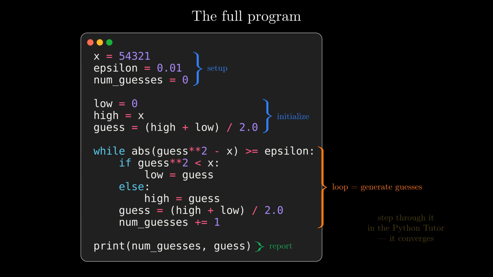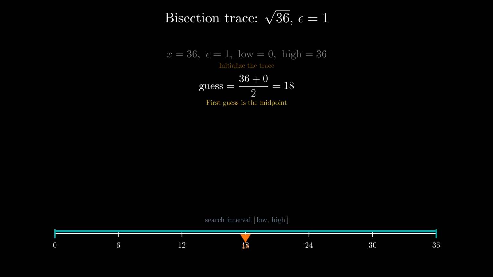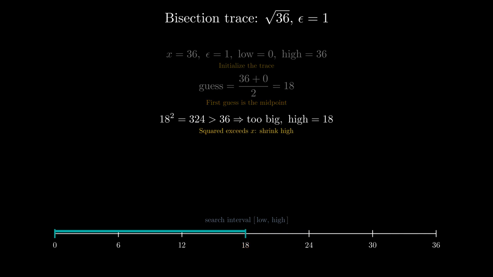There's a little trust required that the loop converges, but step through it in your head or in the Python tutor, and you'll see it lands on the answer. Let's trace it on the square root of 36 with epsilon set to 1 to keep the steps few. Low is 0, high is 36, so the first guess is 18. 18 squared is 324, far above 36, so the guess is too big.